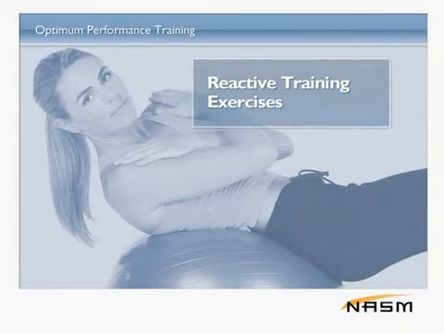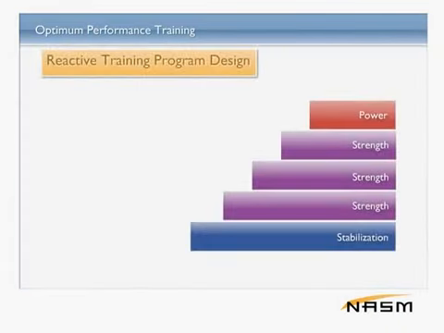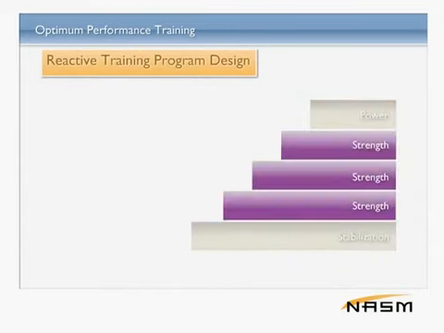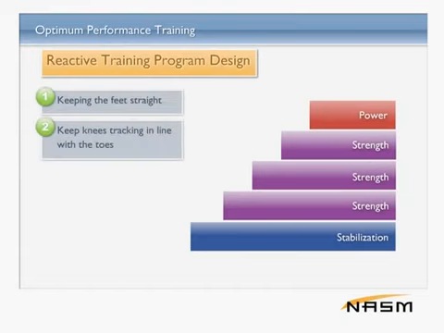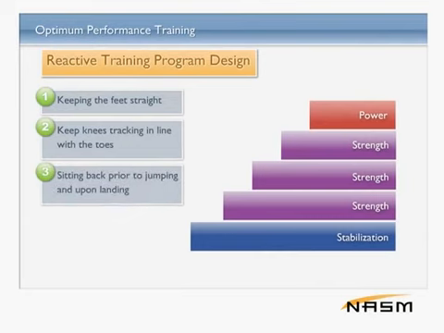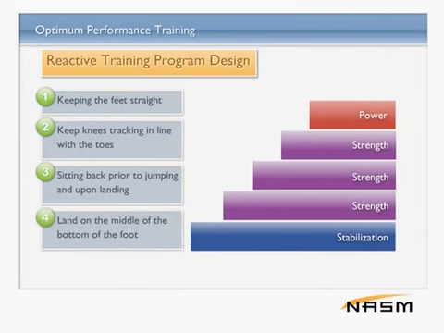Reactive training exercises. There are 3 levels of reactive training within NASM's OPT model: stabilization, strength, and power. It will be important with all reactive exercises that one maintains the drawing-in maneuver and practices good landing mechanics while performing the exercises. This comes in the form of keeping the feet straight, the knees tracking in line with the toes, sitting back both prior to jumping and upon landing, like you're sitting in a chair, and landing in the mid-portion of the foot. This ensures proper force distribution.